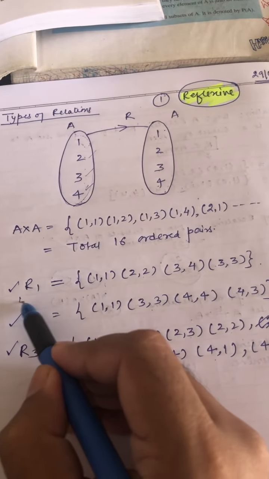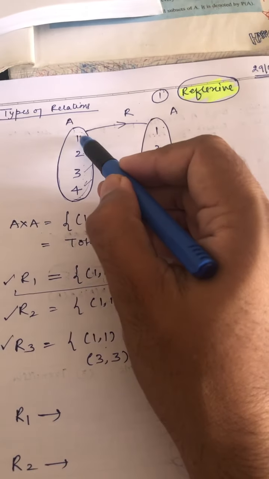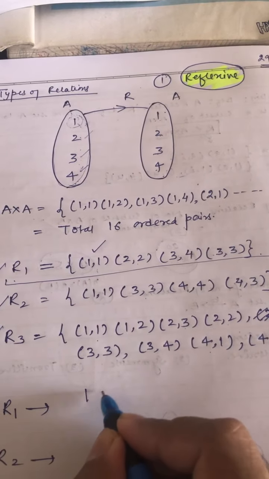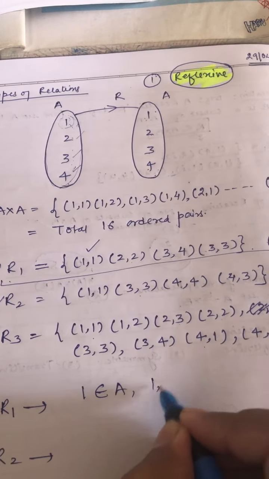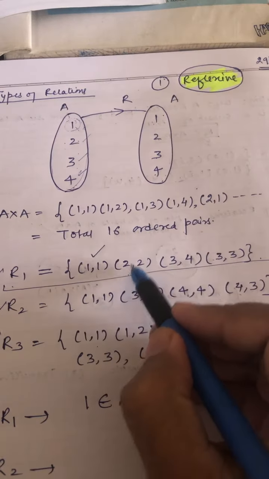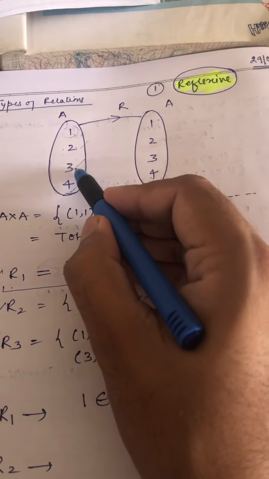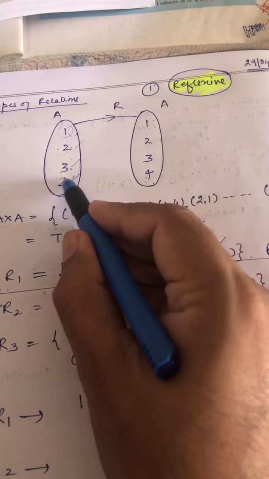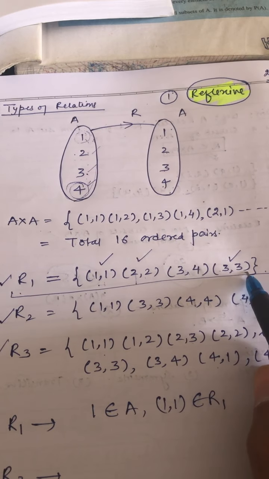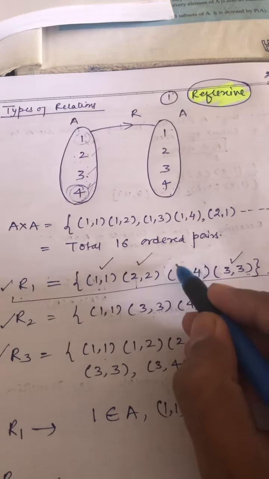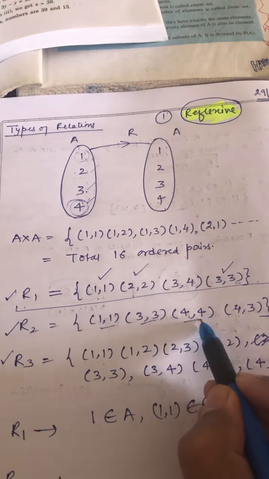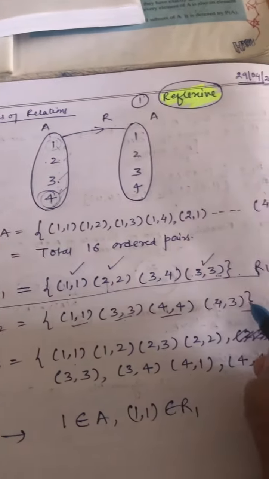So first we'll check whether R1 follows this property or not. First element is 1. So (1,1) is present in R1. If we take 1 belonging to set A, then (1,1) belongs to R1. Similarly, for 2 belonging to A, again (2,2) is there. Now when I say 3, (3,3) is also there, but (4,4) is not there. So therefore this relation is not reflexive. It can have any other element, but (4,4) is not there, so the relation is not reflexive. Similarly for the second, (1,1) is there, (3,3) is there, (4,4) is there, but (2,2) is not there. So again the relation is not reflexive.